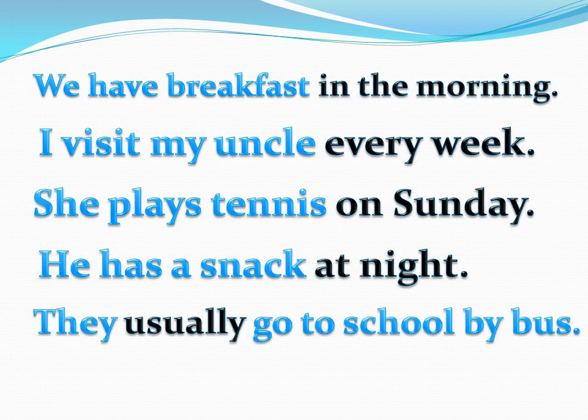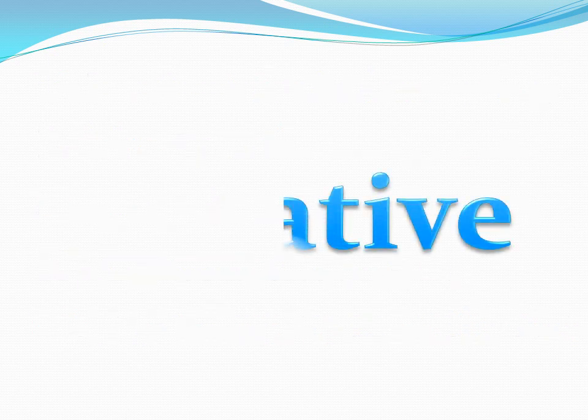But words like always, usually, sometimes, often, and never, they come in the middle after the subject of the sentence. After I, you, we, they, he, she, it, we use them. They usually go to school by bus. Hope it is clear so far. Let's move to another part.